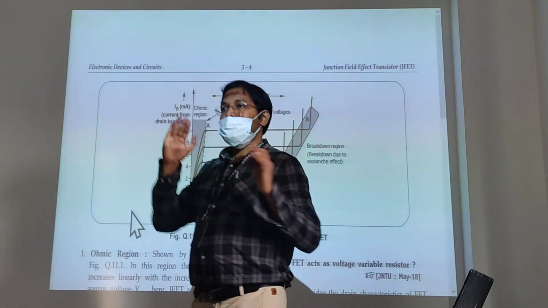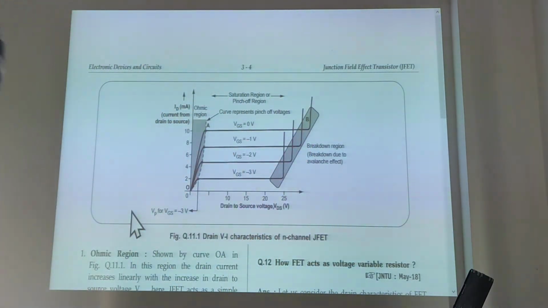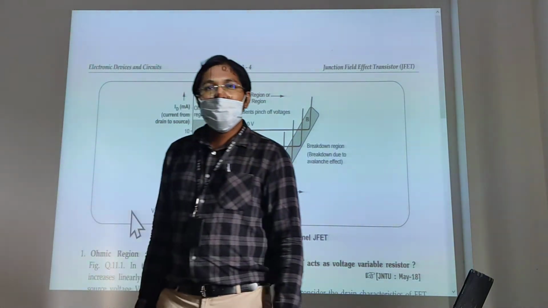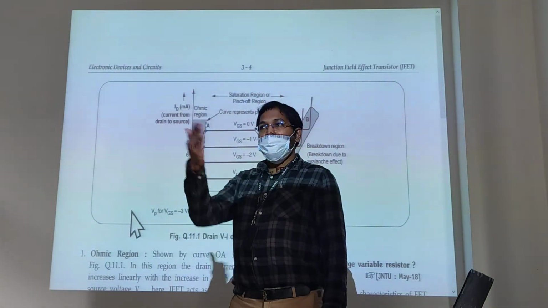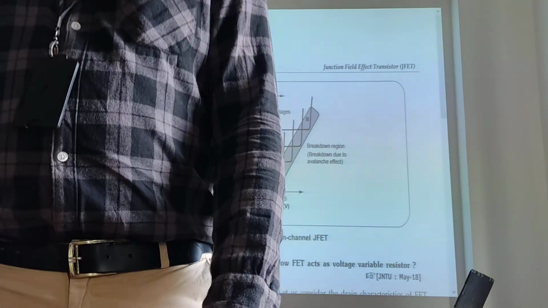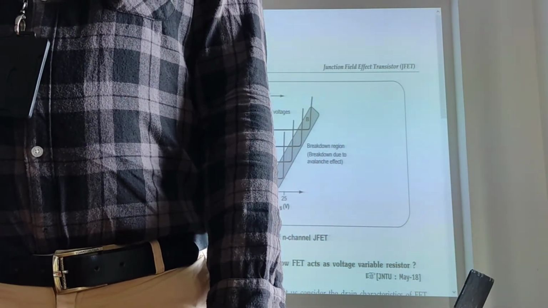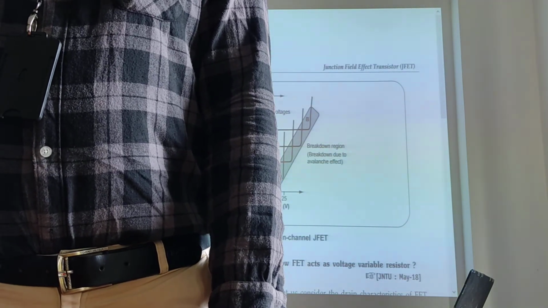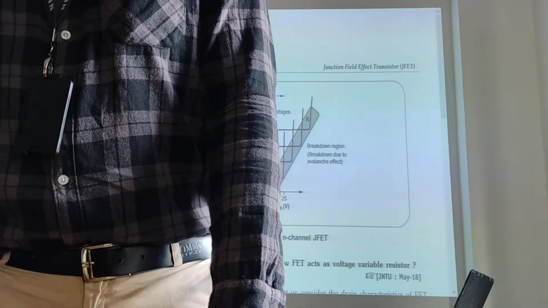So simple. We will go to the gate bias circuit. Drain to source we will replace by a resistor. Clear? Next, what should be the value of that resistor? Ohm's law. Resistance will be what by what? Voltage by current will give resistance. Okay?